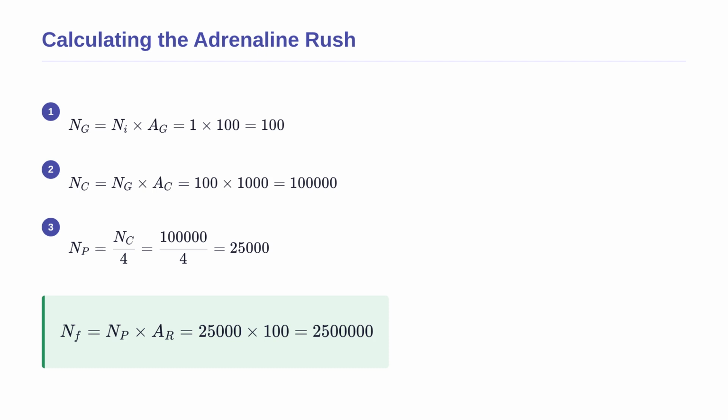We must divide by 4 because it takes 4 cyclic AMP molecules to activate one PKA enzyme. Finally, each PKA phosphorylates 100 CREB proteins. By multiplying these factors step by step, we see the signal explode. Our final answer shows that just one adrenaline molecule successfully turns on 2.5 million genetic switches inside the cell.